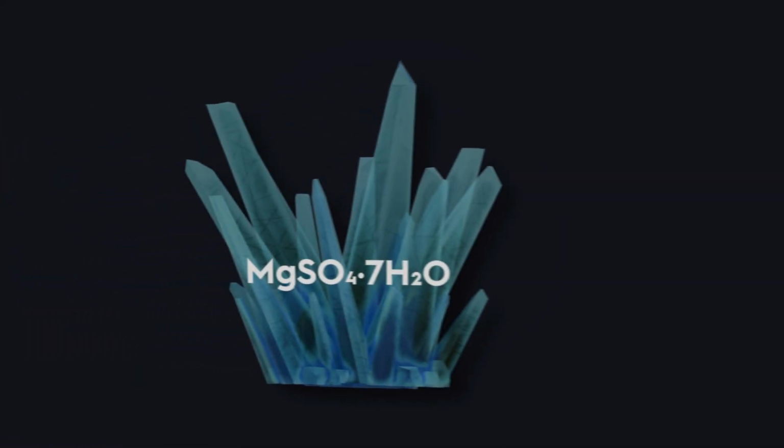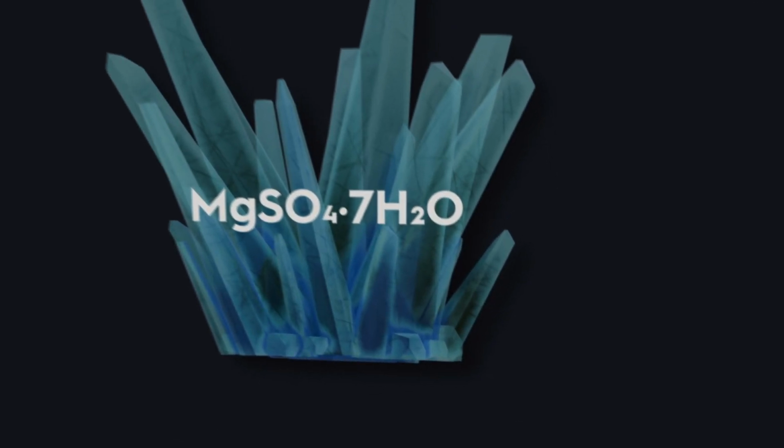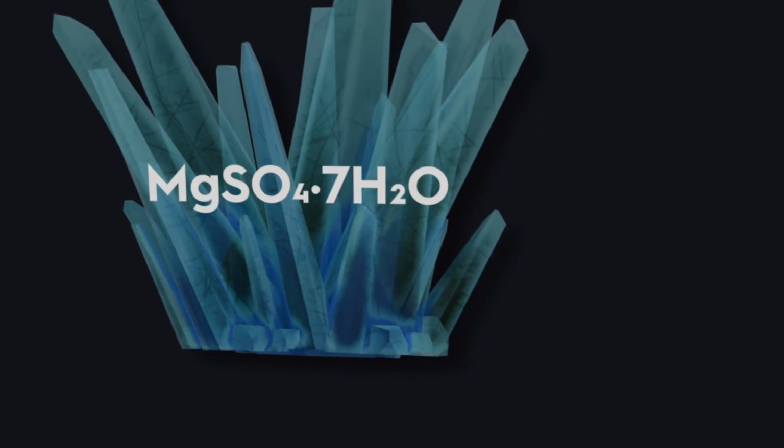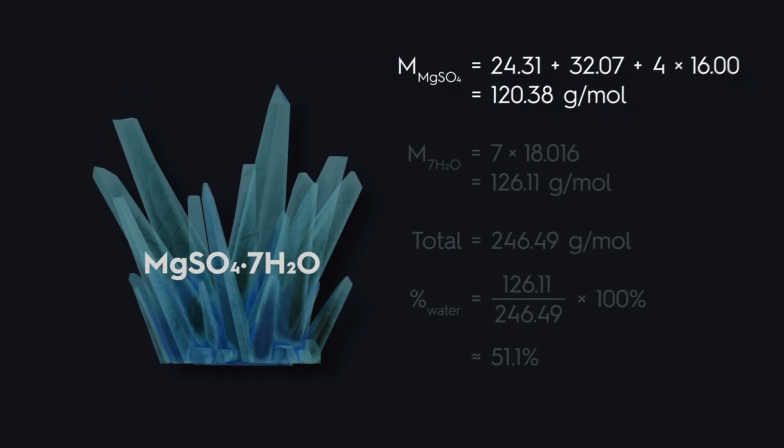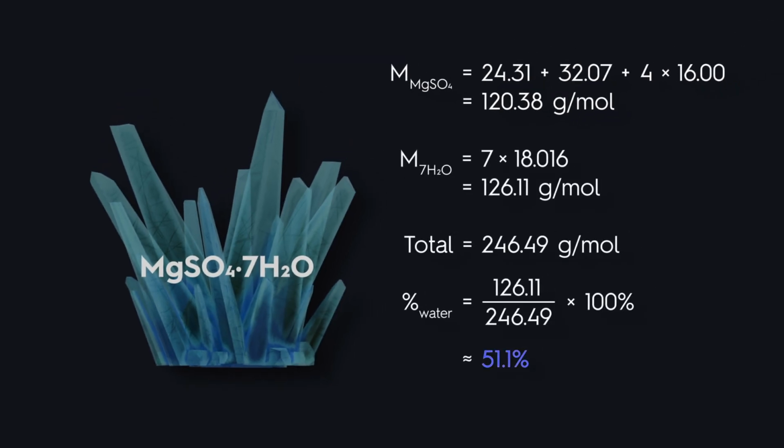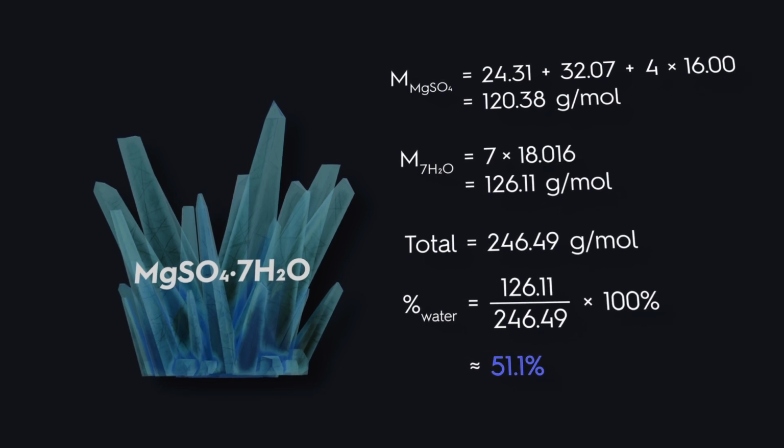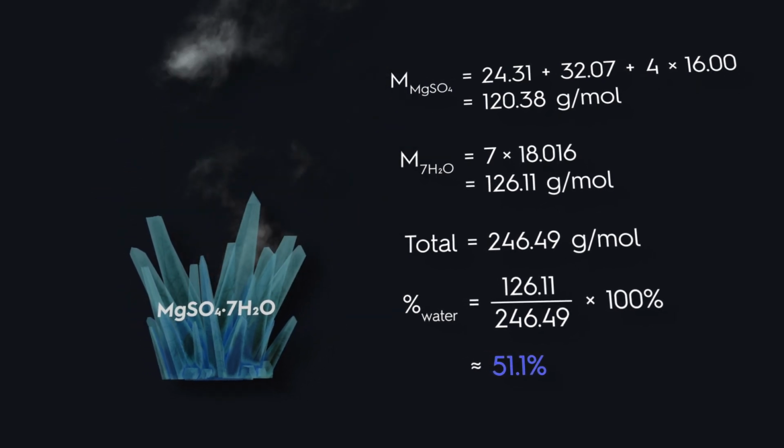Let's apply the method to a hydrate. In magnesium sulfate heptahydrate, the 7 water molecules are part of the crystal structure. Those waters account for about 51% of the total mass. This is why heating a hydrate often results in a large mass loss. You're driving off the water.